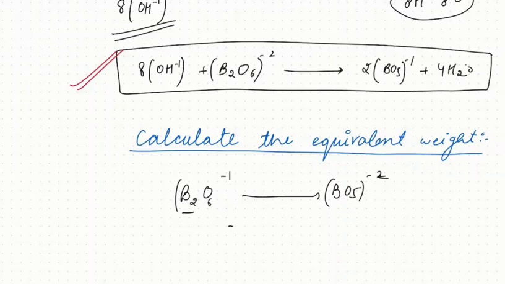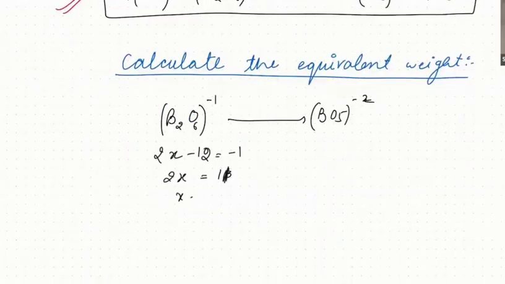So this B2O6 is minus 1, right? What does it mean? It means one boron carries X, so two borons 2X minus 12 equals minus 1. So 2X equals 11, and X would thereby be 5.5. Here it is going to be X minus 10 equals minus 2. So X would be equal to 8.